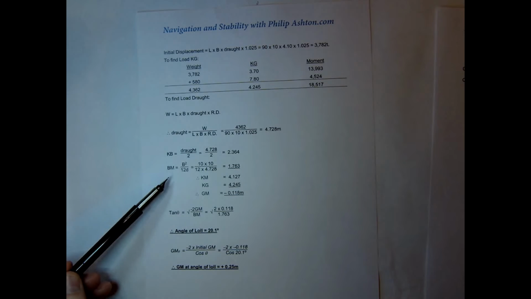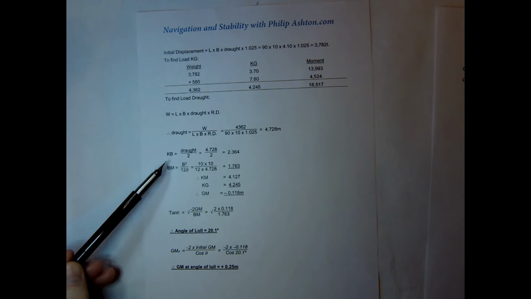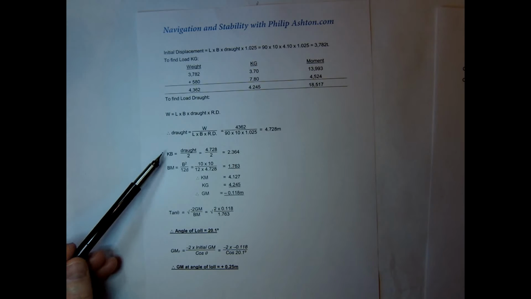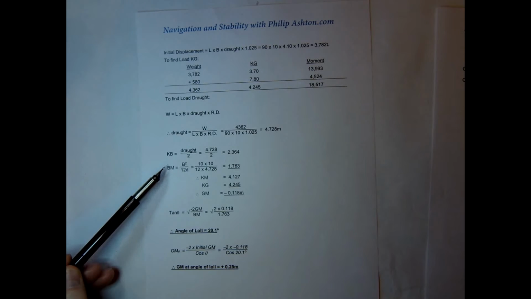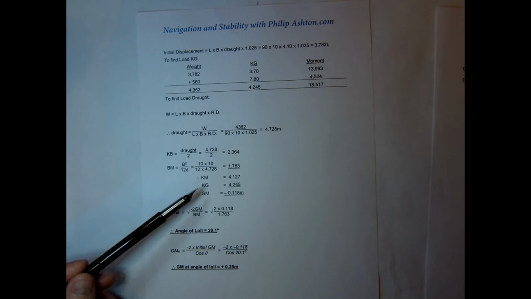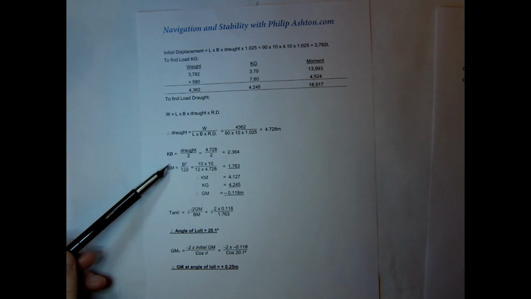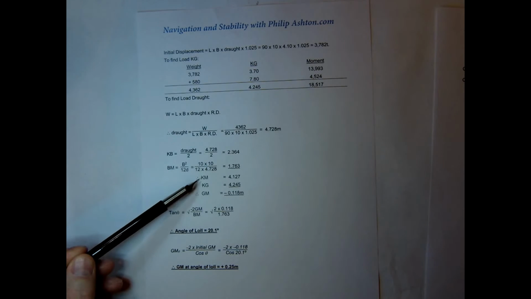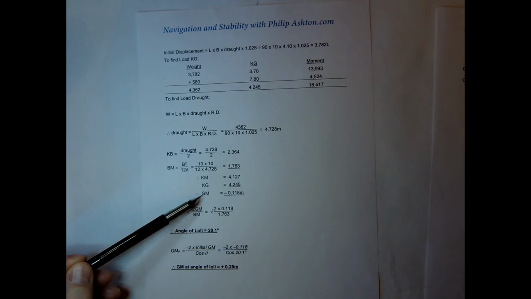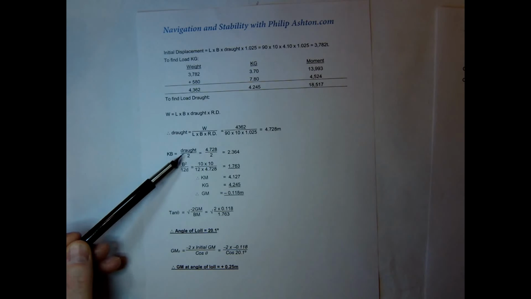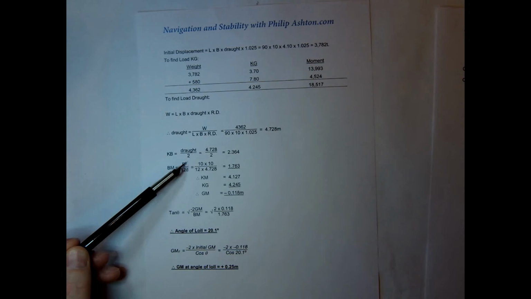Now, to find the GM, we need the KM, and to find the KM, we need the KB and the BM, because with the KM we can find the GM. So if we get the KB and the BM, that will give us the KM. Take away the KG, and that will give us our GM. The KB is the draft divided by 2. It's a box-shaped vessel. What you've got to be careful of here, of course, is that our draft has changed.